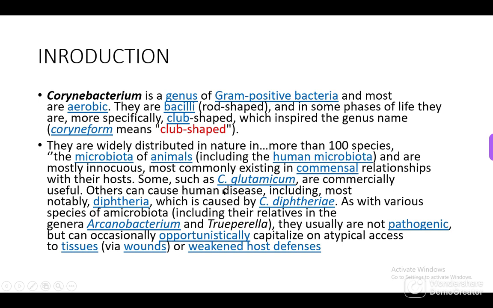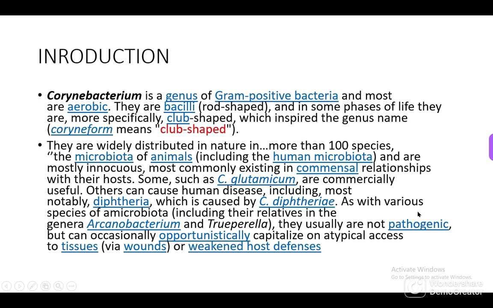Some, such as Corynebacterium glutamicum, are commercially useful. They are useful in industry, in the making of different types of foods, animal foods or human foods; some of them they culture and they are beneficial. Others can cause human disease, most notably diphtheria, which is caused by Corynebacterium diphtheriae.